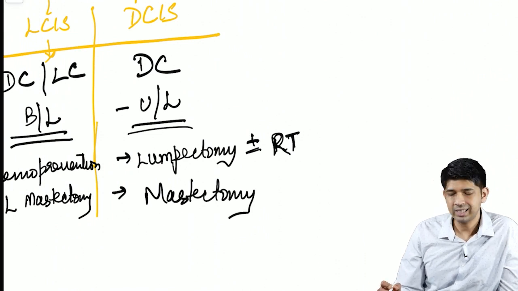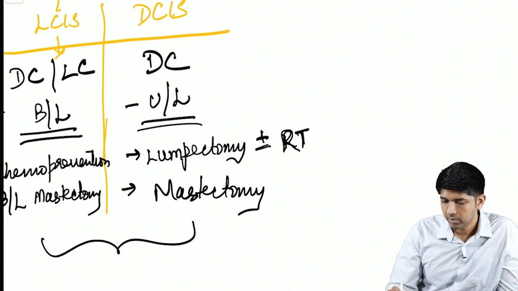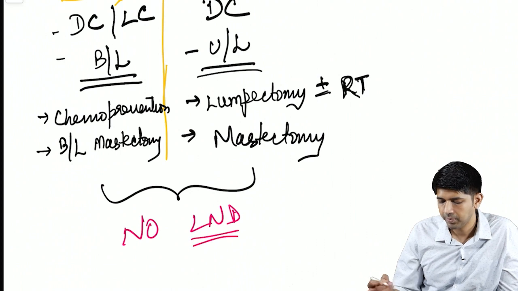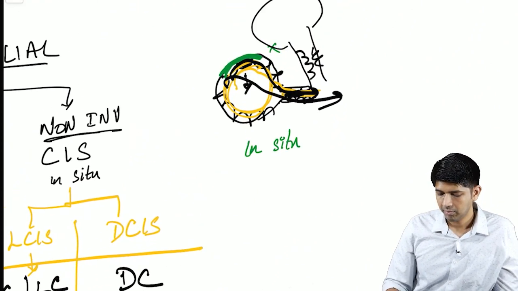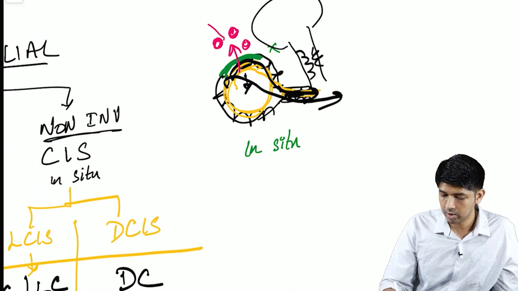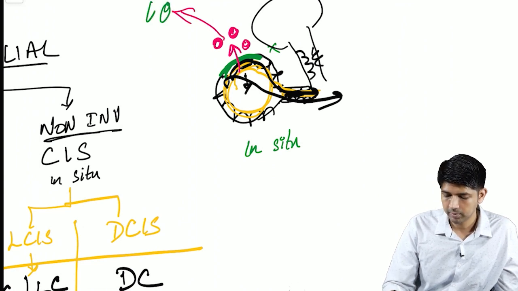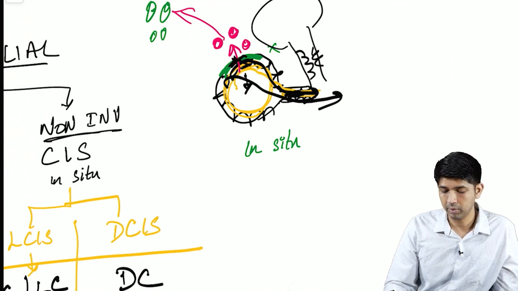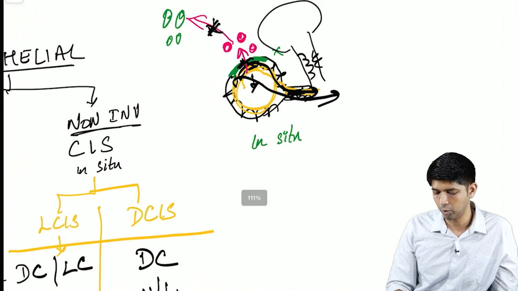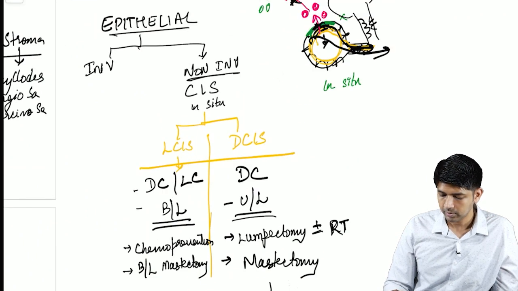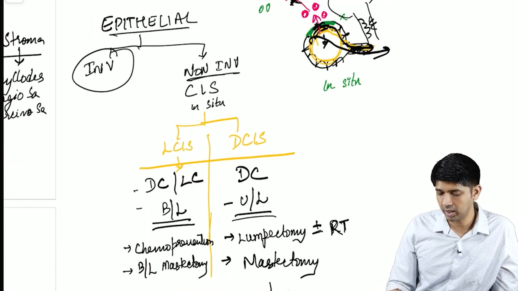But what is interesting is that in both of these, you do not do lymph node dissection. Why is that? Very simple. We just said that it doesn't breach the basement membrane, so it never goes into the connective tissue where the blood vessels are. So if it doesn't go into the connective tissue, it does not go into the lymph nodes. Okay, the green are the lymph nodes. So if it doesn't breach, it doesn't go into the blood vessels. If it doesn't go into the blood vessels, it doesn't reach the lymph nodes. So that's the reason you do not need to do a lymph node dissection when it comes to carcinoma in situ.